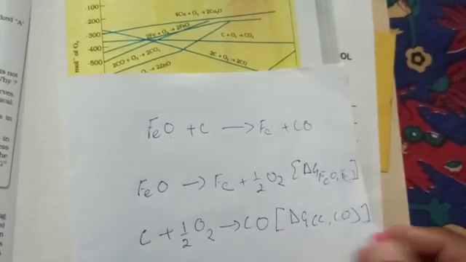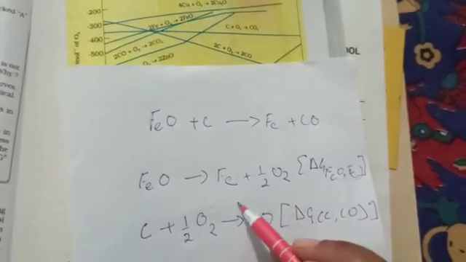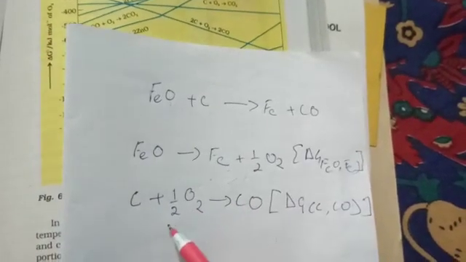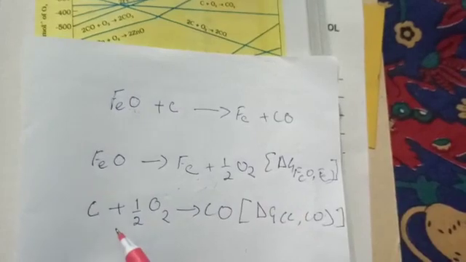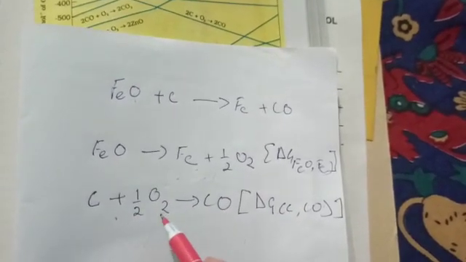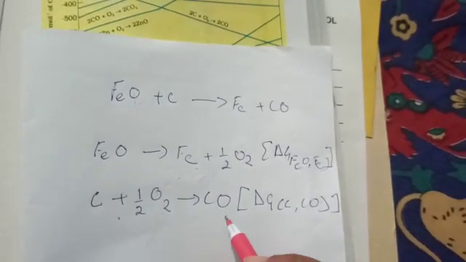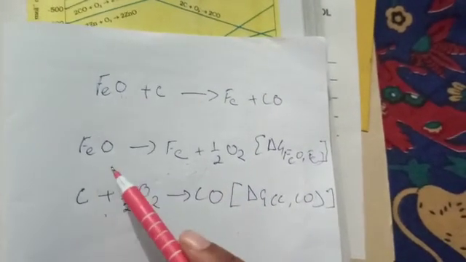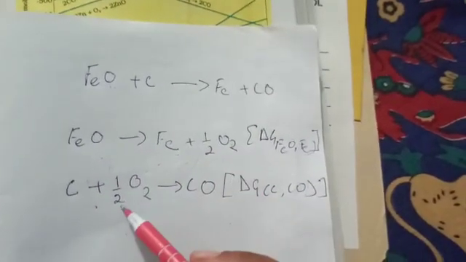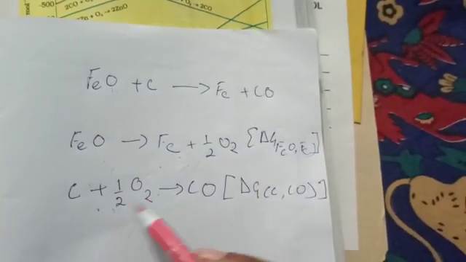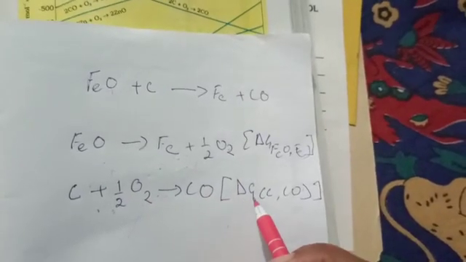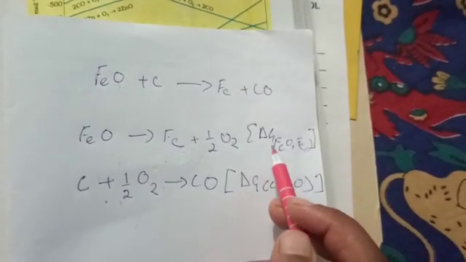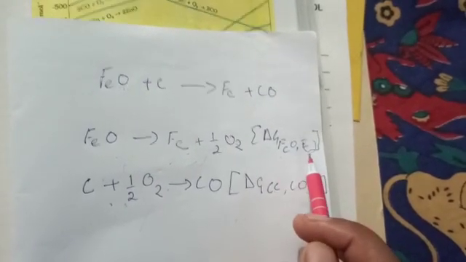This is the Gibbs energy for iron oxide being reduced to iron, and this one is the delta G value for carbon getting oxidized to carbon monoxide. Here iron oxide is being reduced to iron, leaving one oxygen, and carbon is getting oxidized by getting one oxygen. So here is the delta G value for carbon changing to carbon monoxide, and the delta G value for iron oxide and iron.